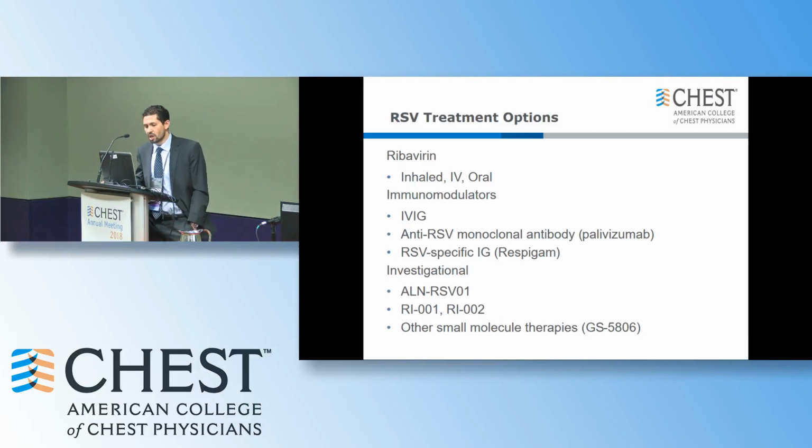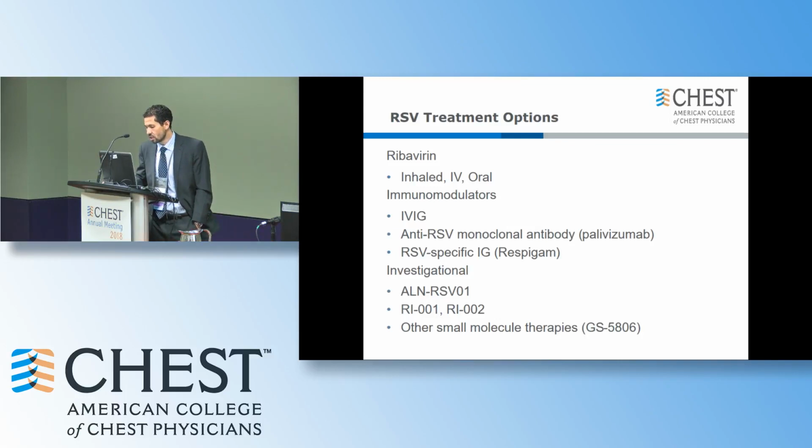We can also use immunomodulators. Typically, IVIG is sometimes used. Anti-RSV monoclonal antibody, palivizumab, is available. Previously, Respigam was available. However, this has been recalled and is no longer available in the U.S. And there are some investigational agents that are available.